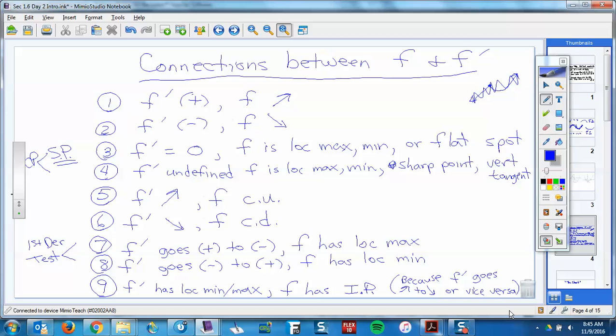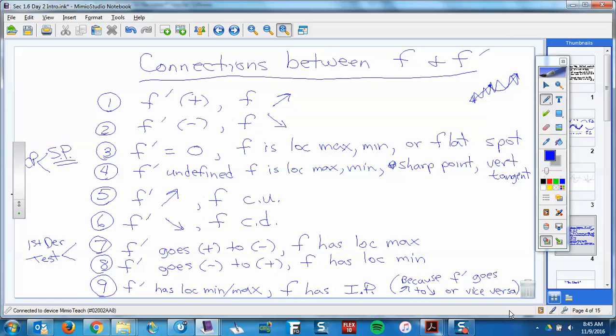Now notice with our first derivative test, it mattered. If F prime was positive then negative, we had a local max. If F prime negative to positive, we had a local min. So it depended which way it went. But with the inflection point, it doesn't matter, right? If F prime goes up then down, you've got increasing to decreasing, which means, okay, so look at 5 and 6 here. Look at 5 and 6.